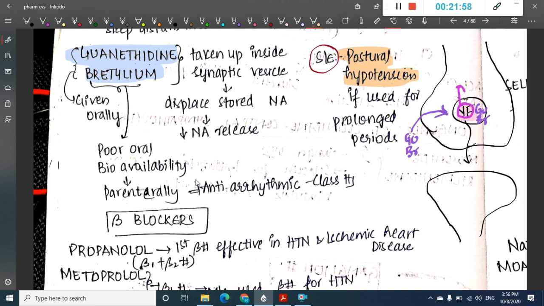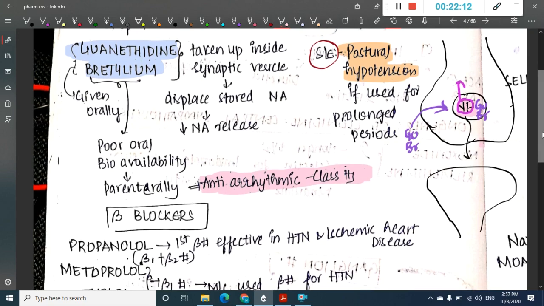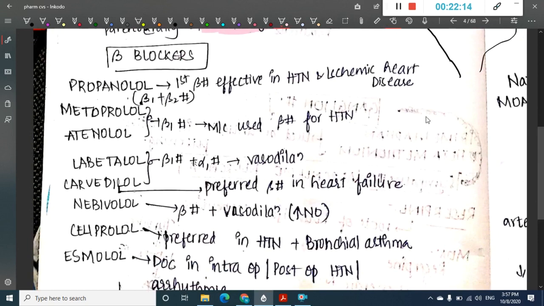If you see, bretylium is also used as a class 3 antiarrhythmic drug, okay, and this bretylium has poor oral bioavailability. The next group of drugs which are given is beta blockers.